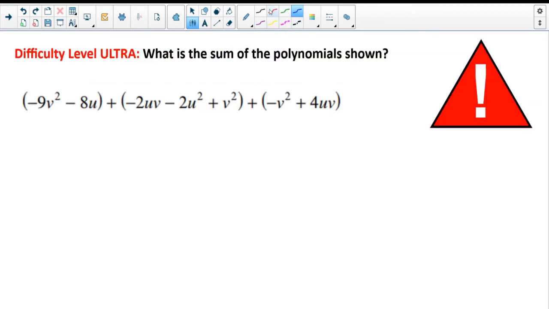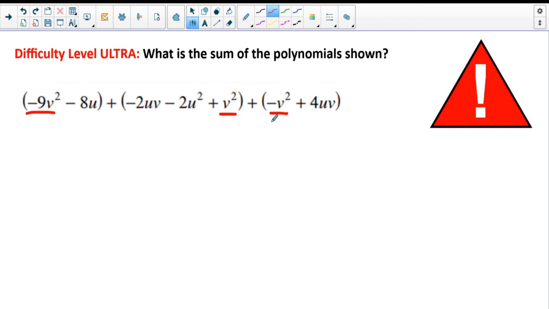All right, so on this one, I tried to pick a hard one for you. I said difficulty level ultra. What's the sum of the polynomial shown? So this one, we have three things that are being added to each other. This is a plus, this is a plus. So we're just adding these, which means we don't have to change any of the signs. But the first thing we want to do is just look at what actually are like terms here. This has a v squared, this has a v squared, and this has a v squared. So we could start by adding all of these together.